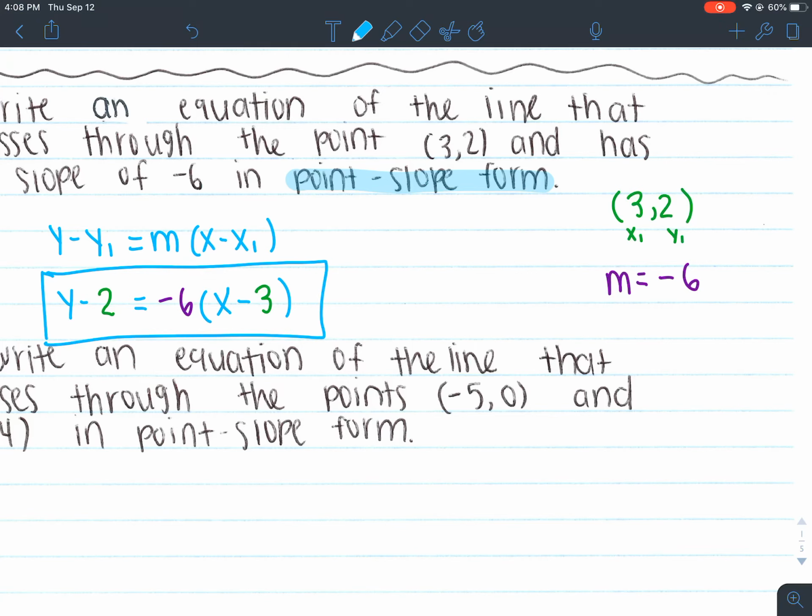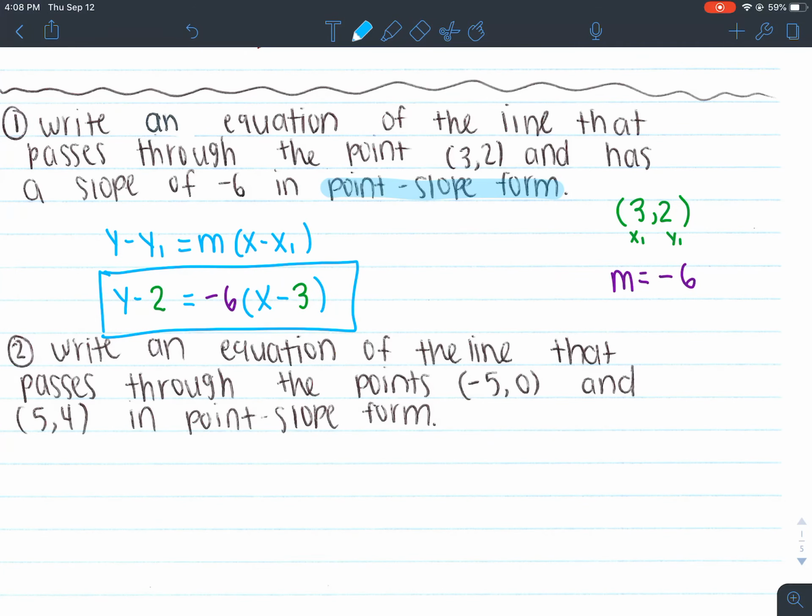So what do you notice? Your signs are changing, they're opposite. When you plug in a point to point-slope form, it will be opposite signs. So, for example, if I had -5 and -7, when I plug those in, I would have a +5 and a +7 in those values. Okay, so the signs do change. That's the one big mistake.